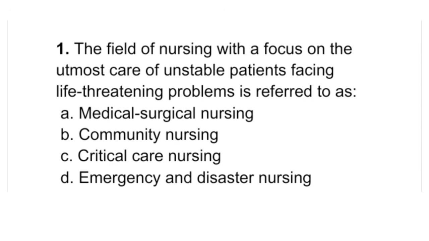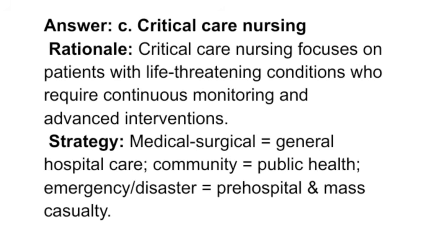1. The field of nursing with a focus on the utmost care of unstable patients facing life-threatening problems is referred to as A. Medical surgical nursing. B. Community nursing. C. Critical care nursing. D. Emergency and disaster nursing. Answer: C. Critical care nursing. Rationale: critical care nursing focuses on patients with life-threatening conditions who require continuous monitoring and advanced interventions. Strategy: medical surgical equals general hospital care, community equals public health, emergency/disaster equals pre-hospital and mass casualty.